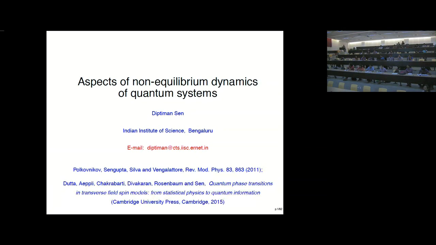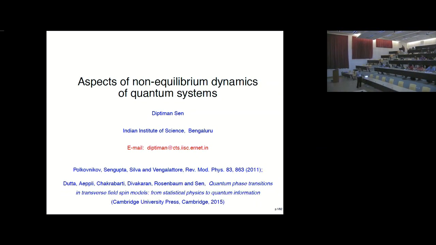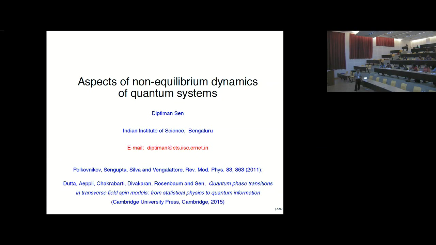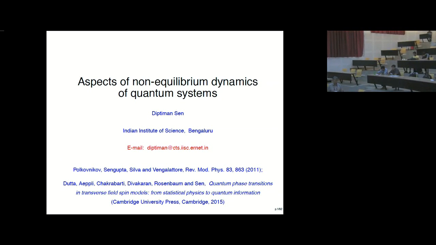I'll tell you about some aspects of non-equilibrium dynamics of quantum systems. Now, this is a really vast subject. So what I'm going to do is just tell you a few things which I'm most familiar with. There are many other things. I'll point out some things at the end which I won't have time to cover. But this is just a very small portion of this big subject.